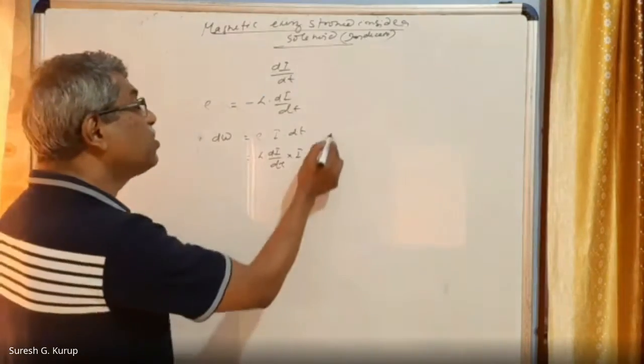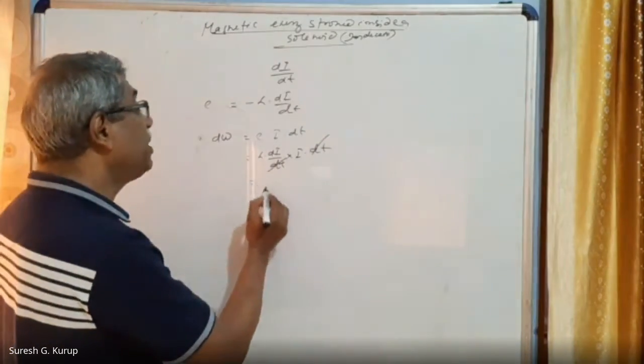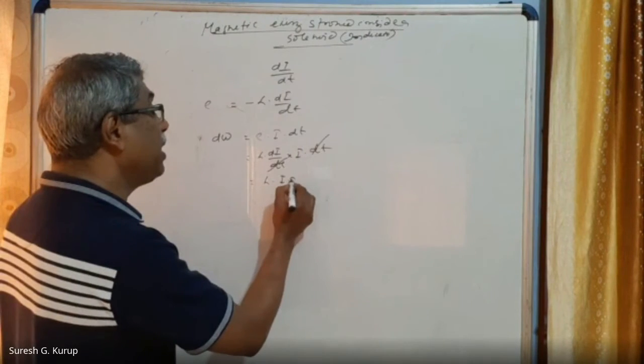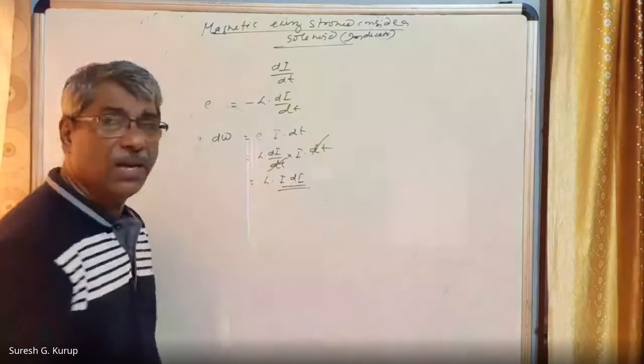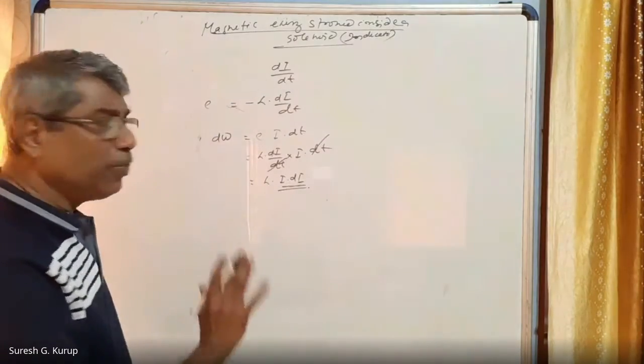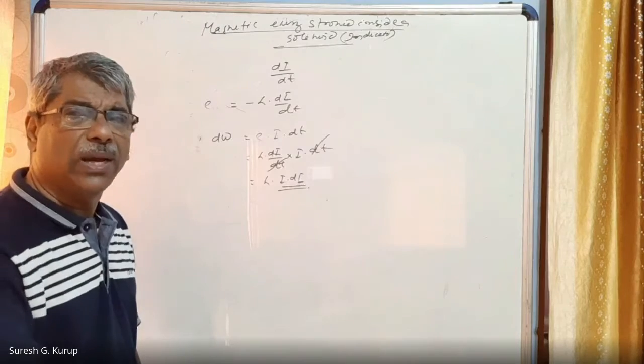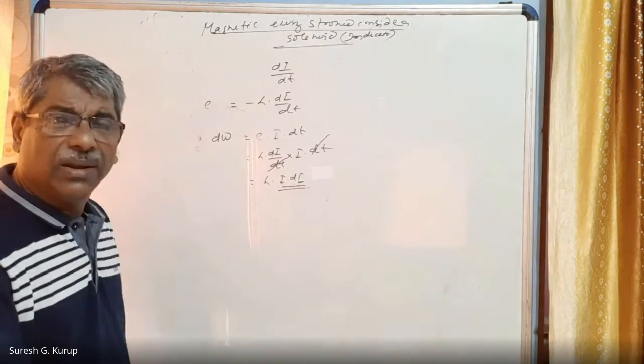Am I correct? This dt and dt cancel. We will get this as equal to L into I di. So this is the small work done in sending a current I for a very small time, dt seconds. Right? Okay.